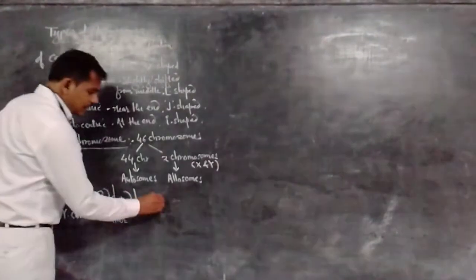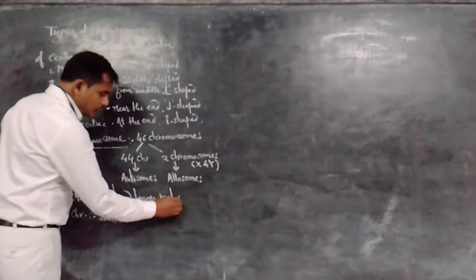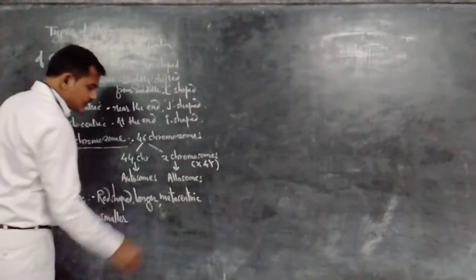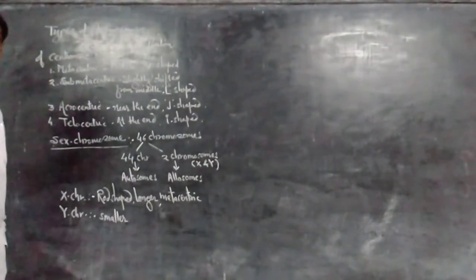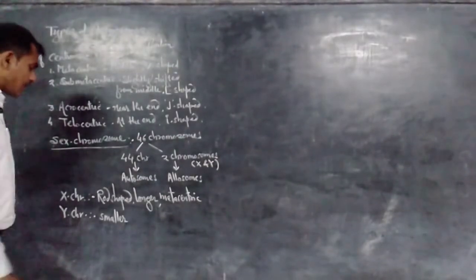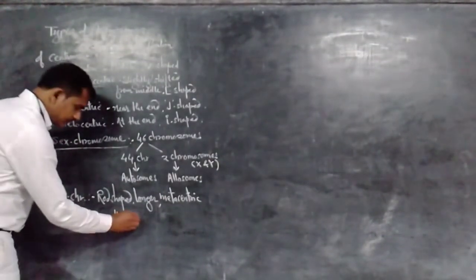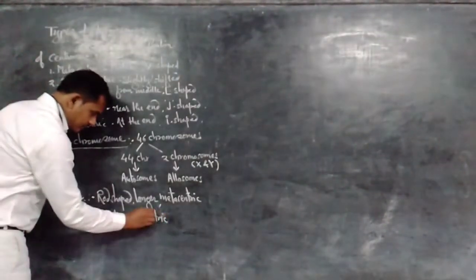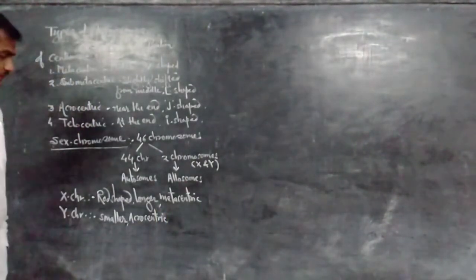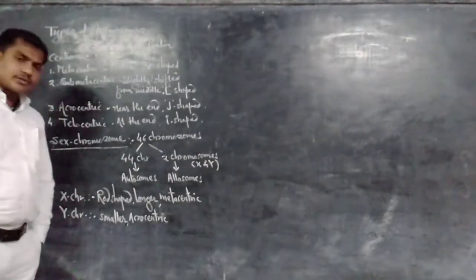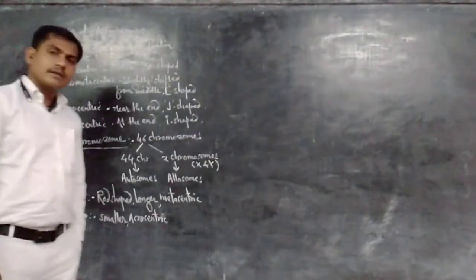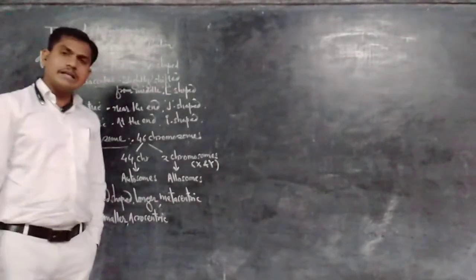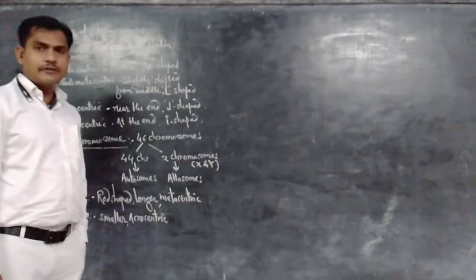X chromosome is metacentric, with the position of the centromere at the middle. In case of Y chromosome, the position of the centromere is near the apex, so it is acrocentric. X chromosome is found in both male and female, while Y chromosome is present only in the male and absent in the female.